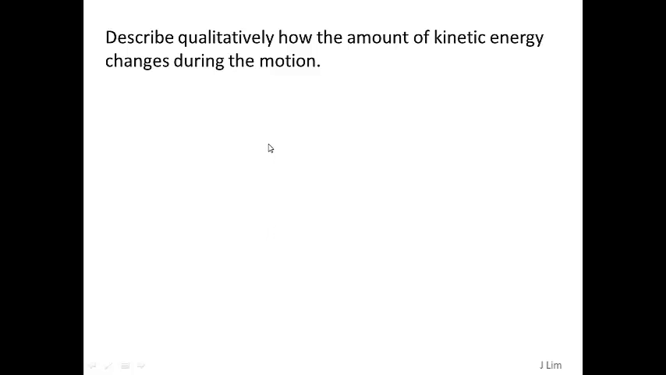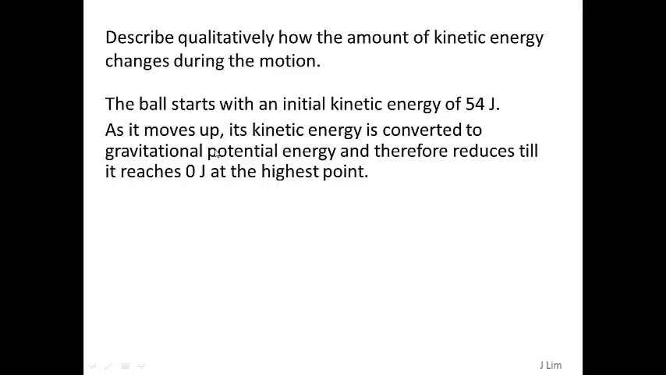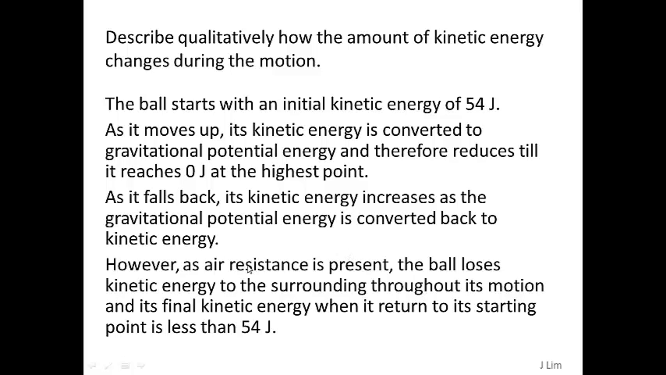Describe qualitatively how the amount of kinetic energy changes during the motion. The ball starts with initial kinetic energy of 54 joules. As it moves up, the kinetic energy is converted to gravitational potential energy and therefore reduces till it reaches 0 joules at the highest point. As it falls back, the kinetic energy increases as the gravitational potential energy is converted back to kinetic energy. However, as air resistance is present, the ball loses kinetic energy to the surroundings throughout its motion, and its final kinetic energy when it returns to its starting point will be less than 54 joules.